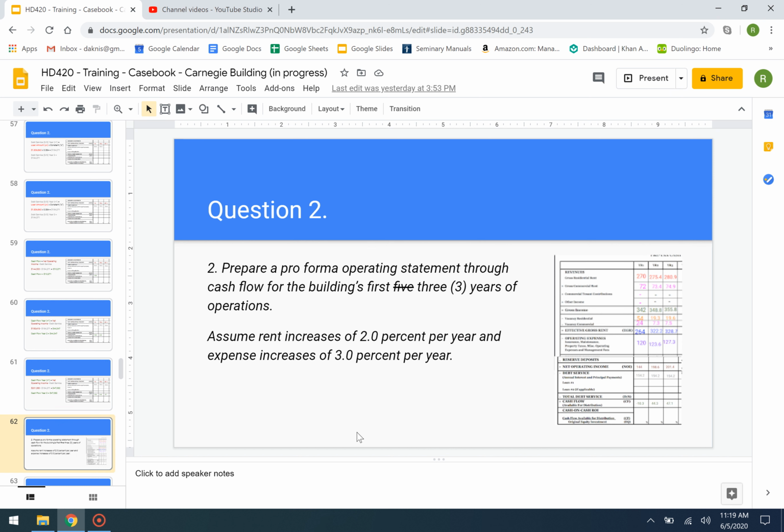All right, so the question was, prepare a pro forma operating statement through cash flow for the building's first 3 years of operation. So this is kind of a condensed version, but this is what it looks like. You've now filled the whole thing in. You have it from the top of the revenue all the way through cash flow for years 1, 2, and 3. And that completes question 2. Good job.